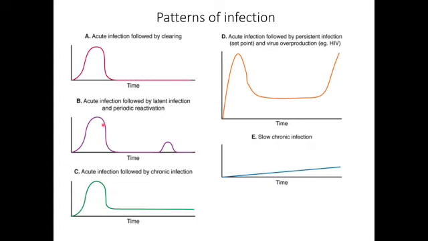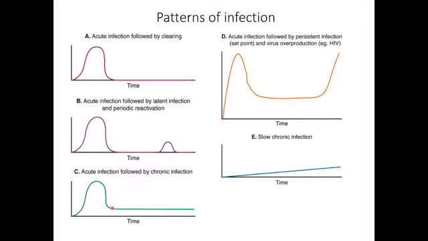You have your initial infection, it disappears for a while. A cold sore appears again a few months later, it disappears, a new one appears, and so on and so forth. C is showing us an acute infection followed by a chronic infection. Again, we have our acute phase where a person's going to be ill, they're making a lot of virus in their body, and then it tanks out.